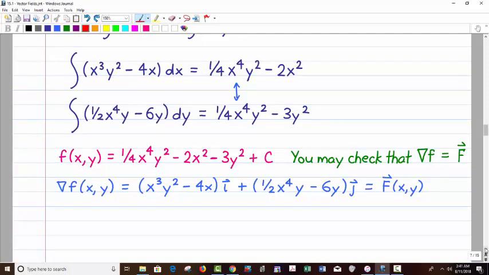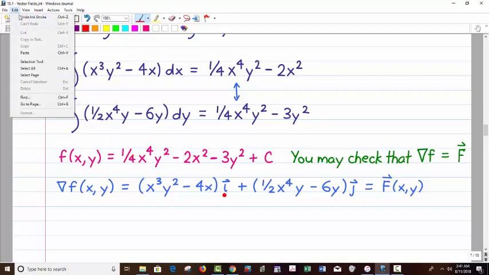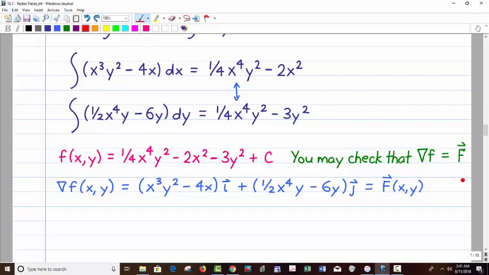And if we're not sure, we could just see if we got it right. I'm not going to work all that out, but it's easy enough. Just check the gradient of this function right here. Find the x partial and the y partial, and then it needs to equal our vector field. And it does. So if you take the gradient of this, you will get our vector field right here. So that's the surefire way to know that it's correct.